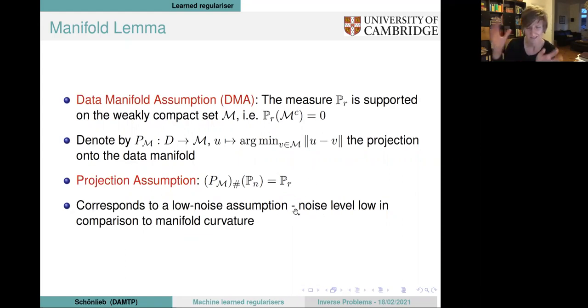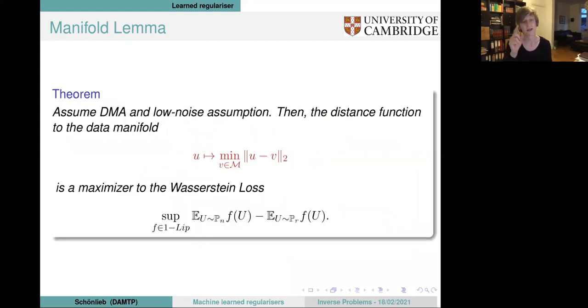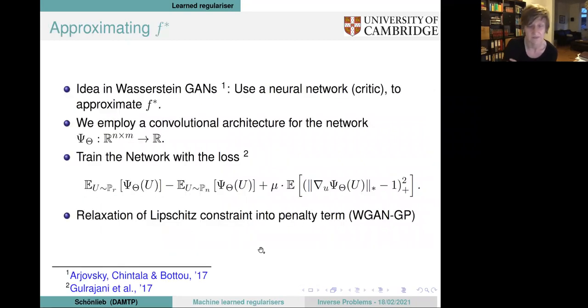So if we accept that we are in this subset of problems we want to solve, then you get some additional interpretation of what this regularizer is. Namely, the distance function to the data manifold is a maximizer of this Wasserstein loss, which means it is a candidate regularizer for your learned regularizer. Okay, so let's see this now a little bit in action.